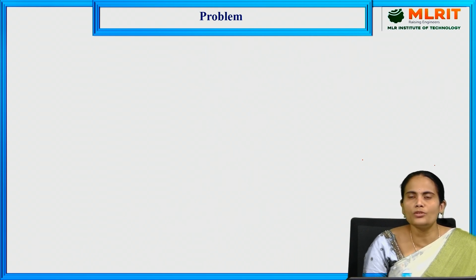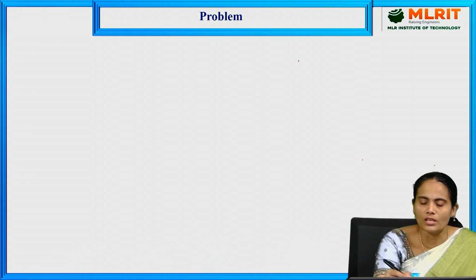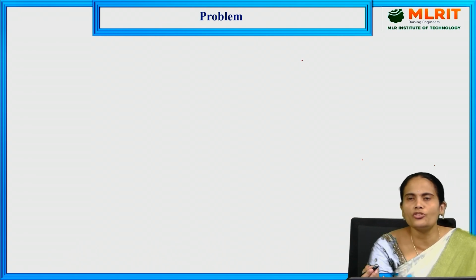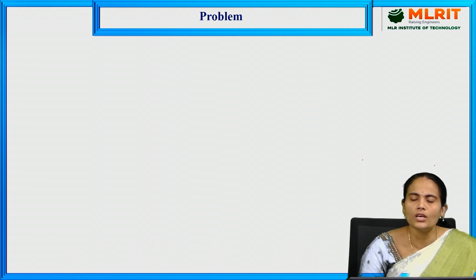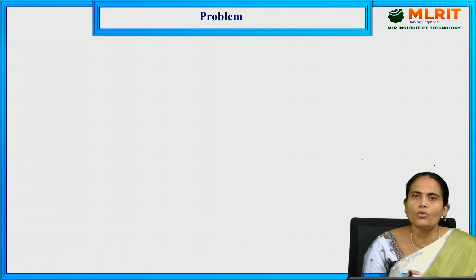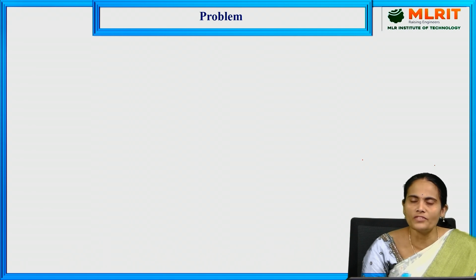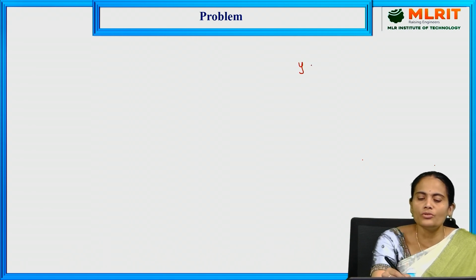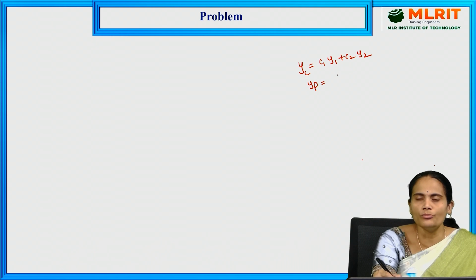Right. So the topic we discussed in today's session is that using the variation of parameters, we solve the second order differential equation with constant coefficients. What's the working rule? First you have to find the complementary function, assumed as yc is c1 into y1 plus c2 into y2. Next we have to assume yp is u1 into y1 plus u2 into y2.